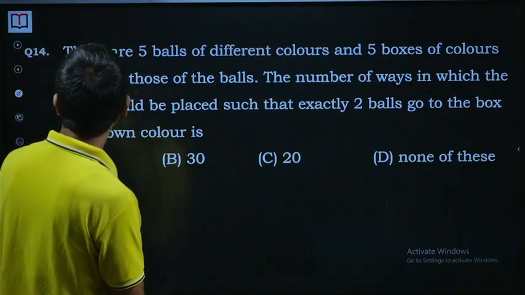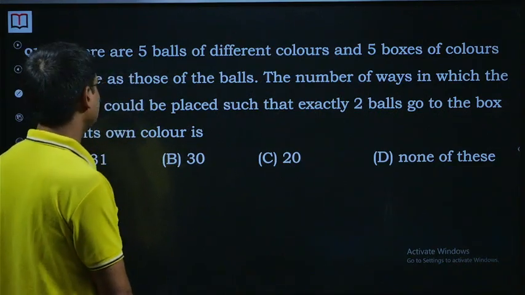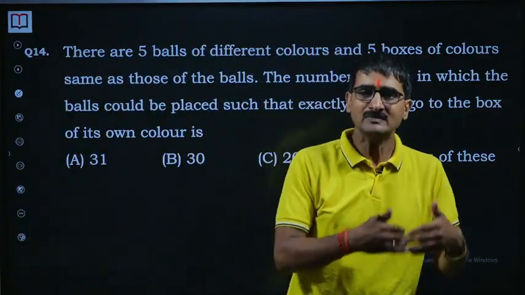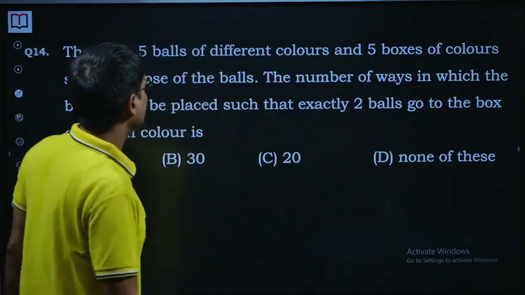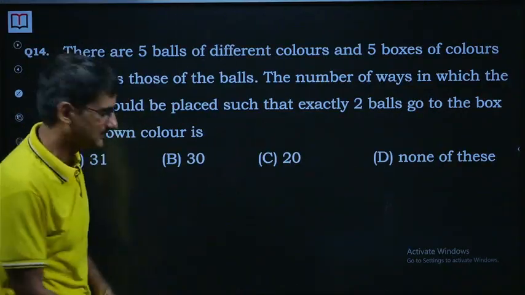There are 15, I think. There are 5 balls of different colors and 5 boxes of colors same as that of the balls. So that means red ball, red box, green ball, green box, yellow ball, yellow box, orange ball, orange box, white ball, white box. The number of ways in which balls could be placed such that exactly 2 balls go to their own boxes.